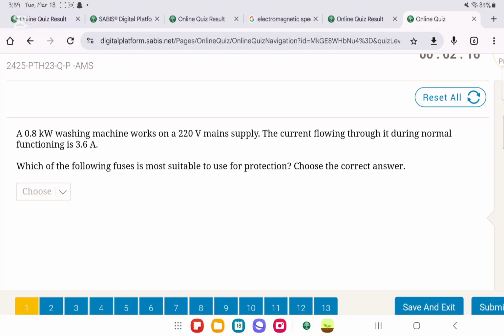So today I'll be explaining the physics AMS of term 2 week 3. I'll start with the first question.